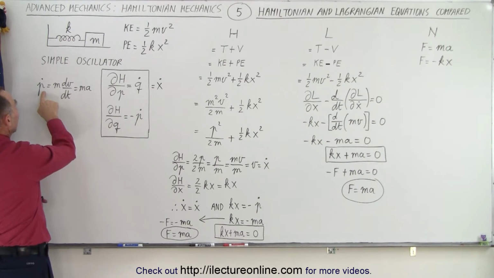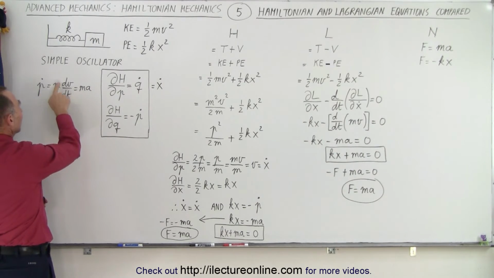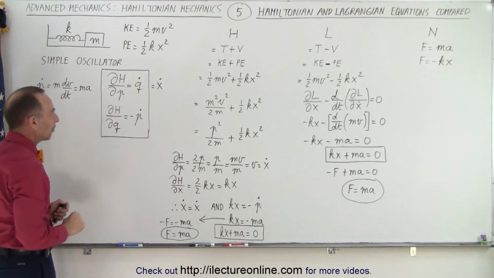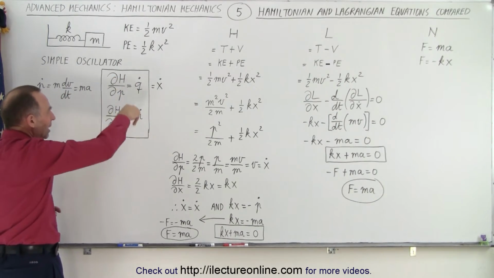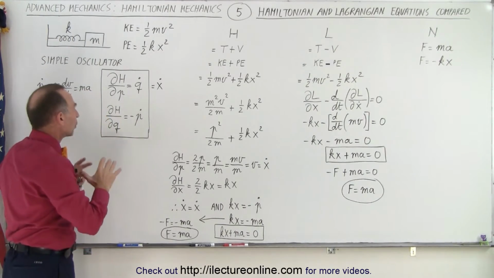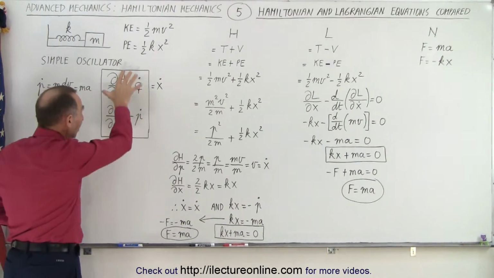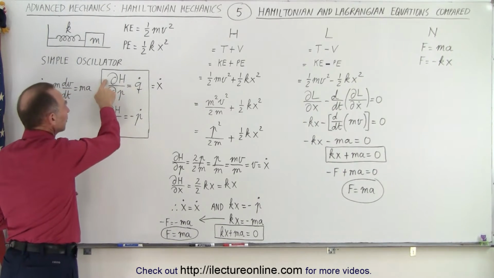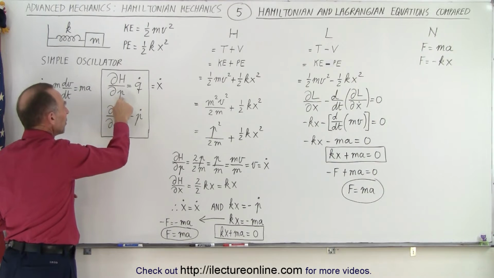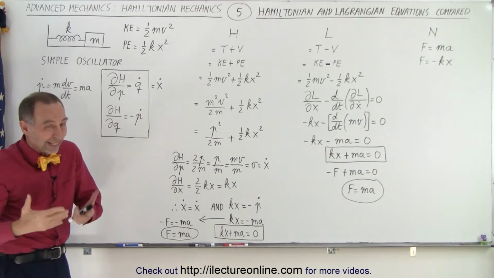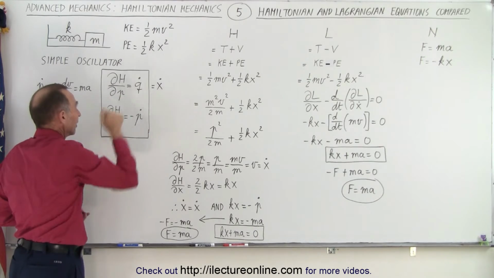Notice that p dot is the same as mass times the time derivative of the velocity, which essentially is mass times acceleration. And these two equations right here are key to enabling us to solve the Hamiltonian. We're going to show in the next video where these came from, but now we're just going to use them. The partial derivative of the Hamiltonian with respect to the momentum is equal to q dot. Of course, if there's only one dimension, x, then it's the same as x dot.